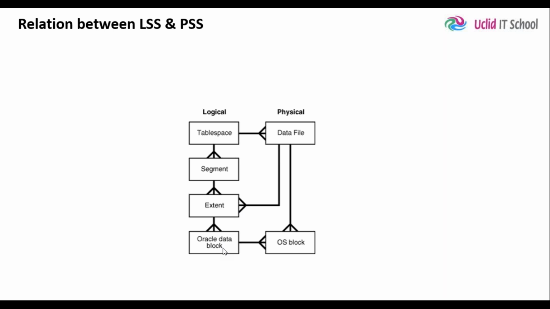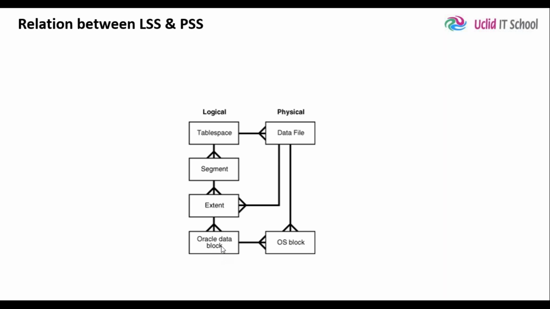Again, an Oracle data block is made up of operating system blocks. The operating system also uses OS blocks to manage the disk space. Ultimately, space is allocated and managed by the operating system, right? So Oracle has its own block, OS has its own block. Both are different. The Oracle block is set by the DBA. The OS block is set by the sysadmin when you install the operating system.